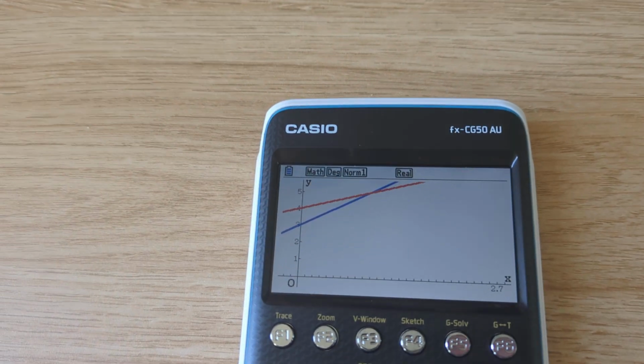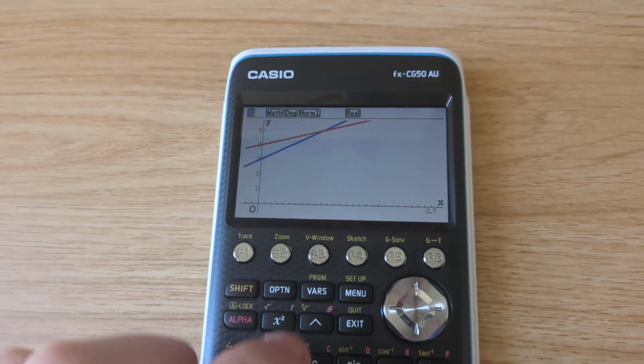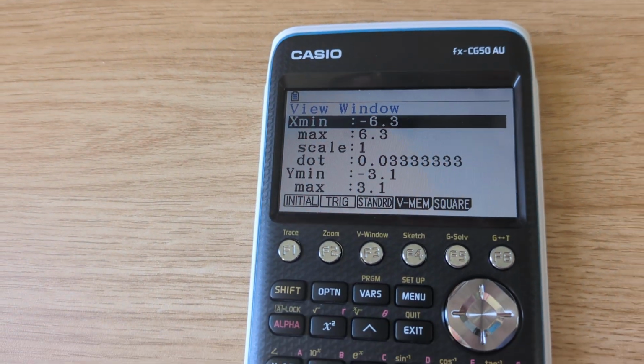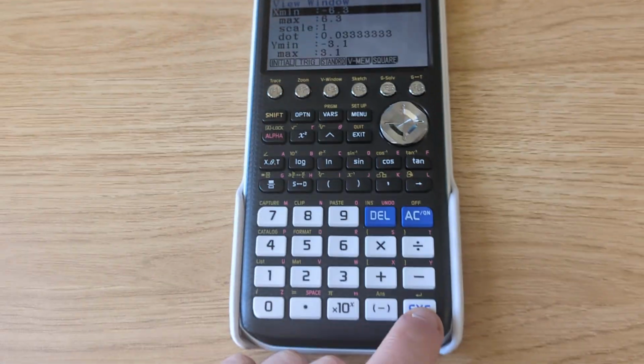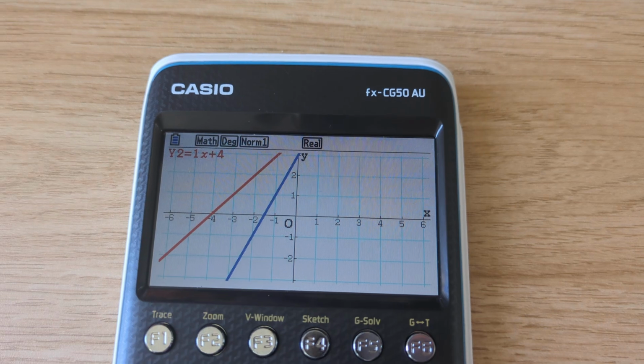The next thing you can also do is you can fiddle around with the proportions and stuff. So if you go to view window, it'll show you this. If you just click on initial, it'll set it to a certain setting. Press EXE down the bottom, and then back to draw.